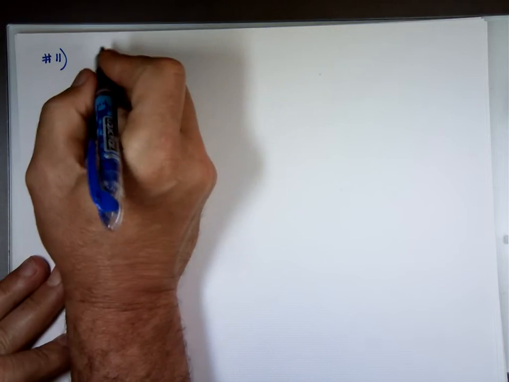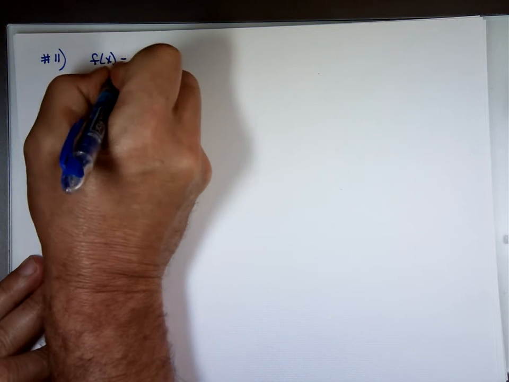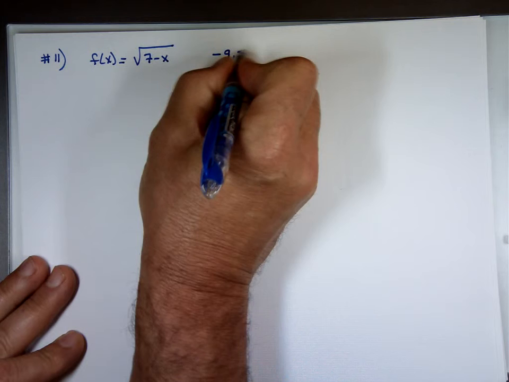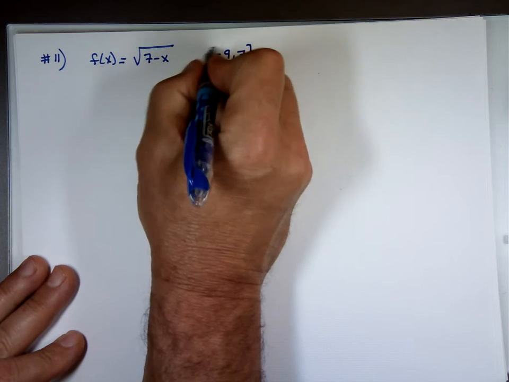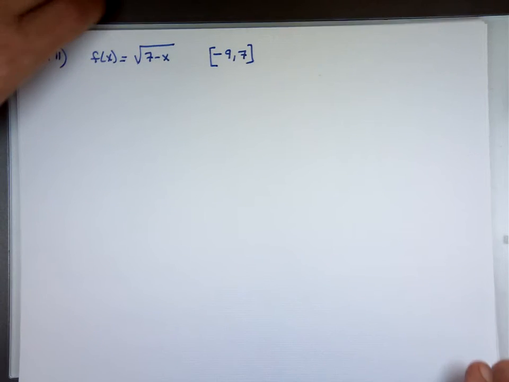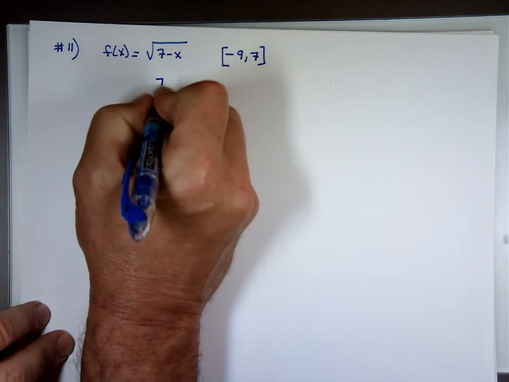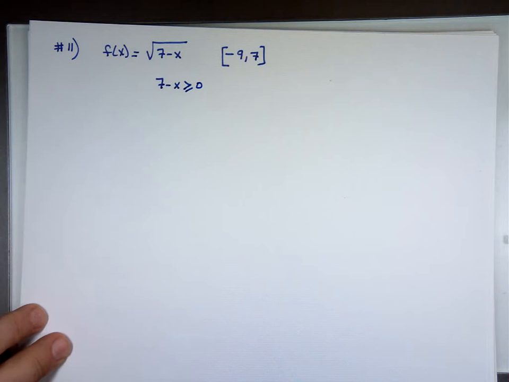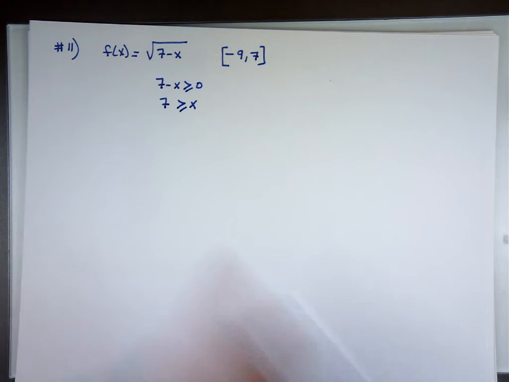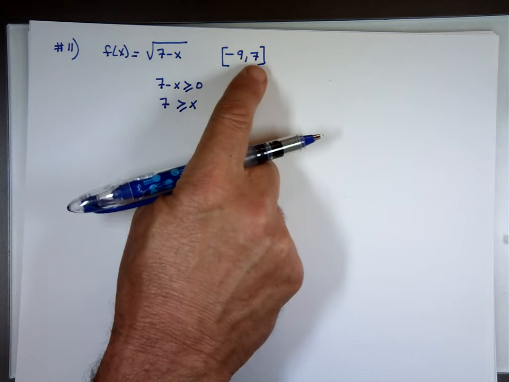Number 11. Got three more questions. F of x equals square root of 7 minus x from negative 9 to 7. Is your function continuous? Well, let's find what the domain is. What is the domain? I want to make sure 7 minus x is greater than or equal to 0. Do the math. 7 is greater than or equal to what? X, or x is less than or equal to 7. Is this function, is this range between 7 and less? So I'm good.